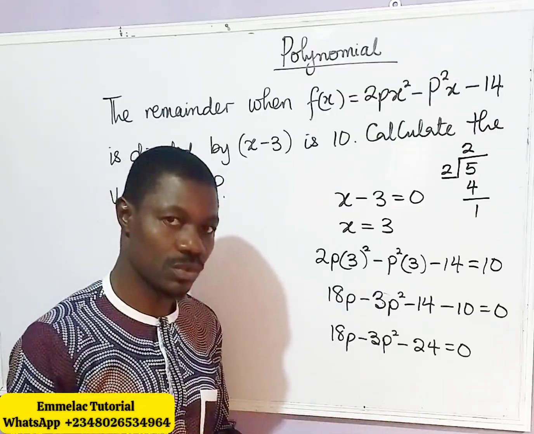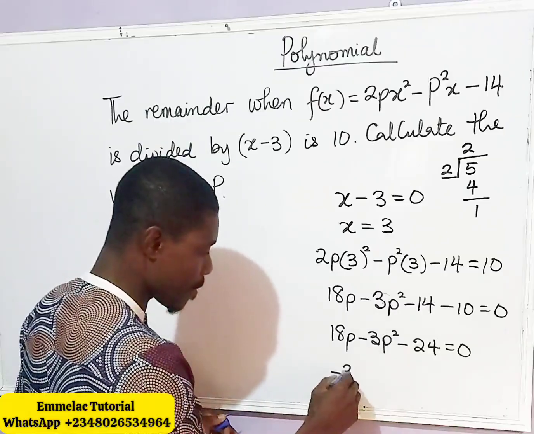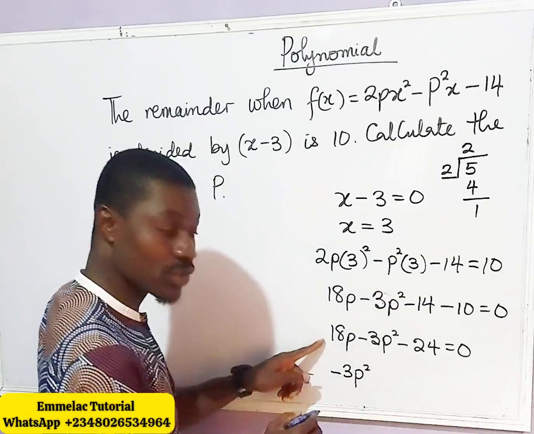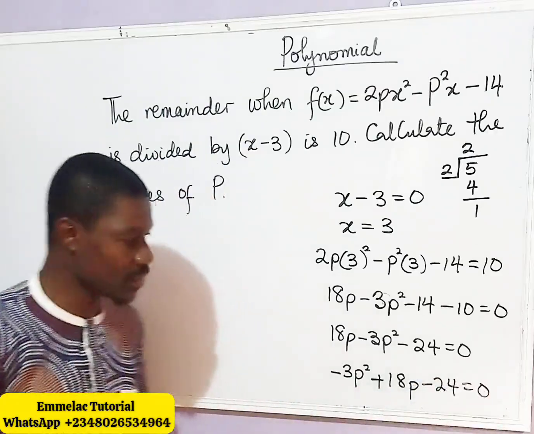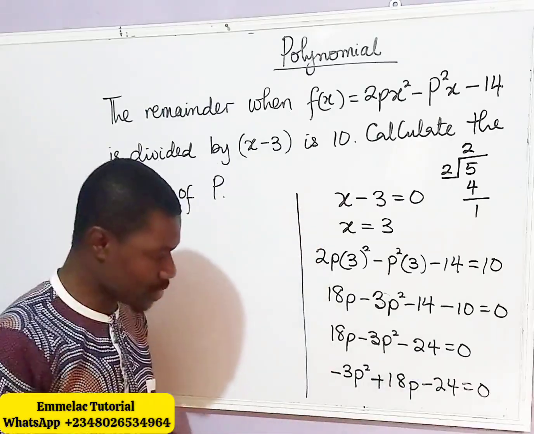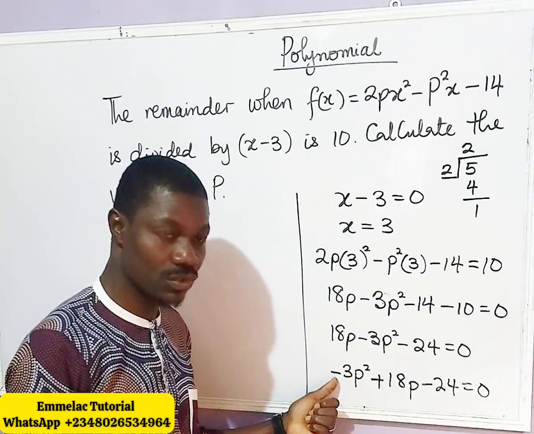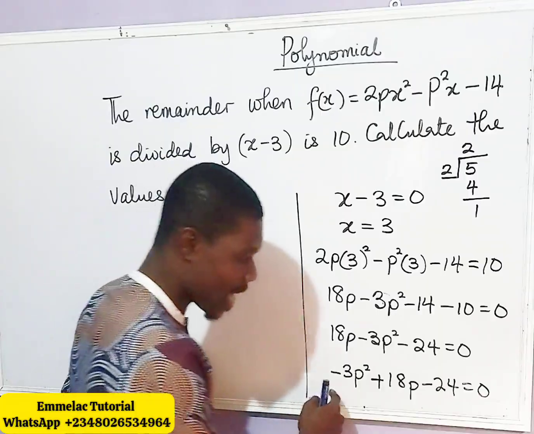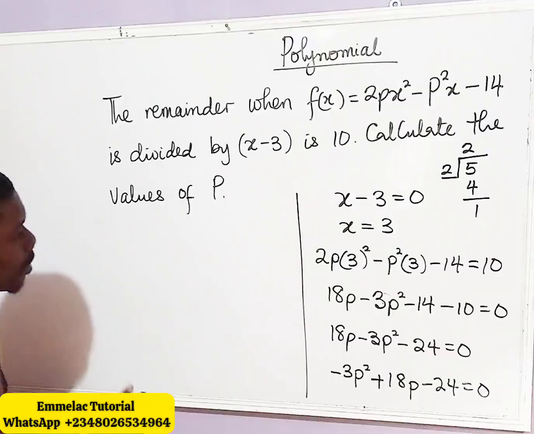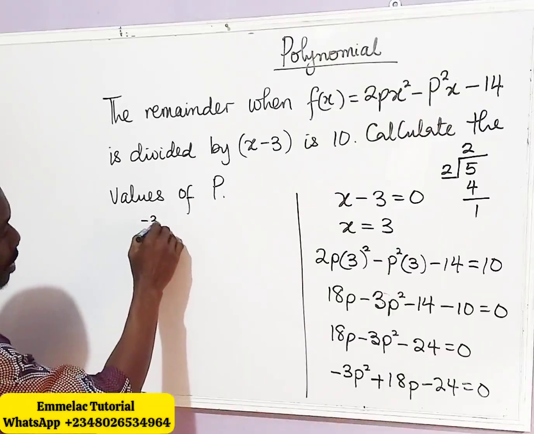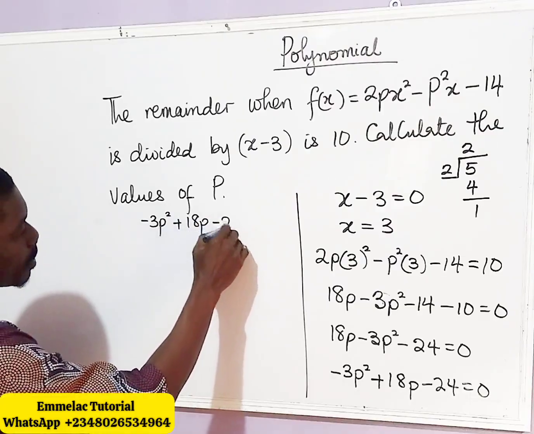So let us rearrange it so that it will be more presentable. Here we have minus 3p squared, then the next one should be plus 18p, then minus 24 equals 0. Okay. Now you can see that the coefficient of p squared is -3. So what we need to do to make it less complex is divide the whole equation by the coefficient of p squared, which is -3. Let me just do that so that we have a clear picture of what we are doing.